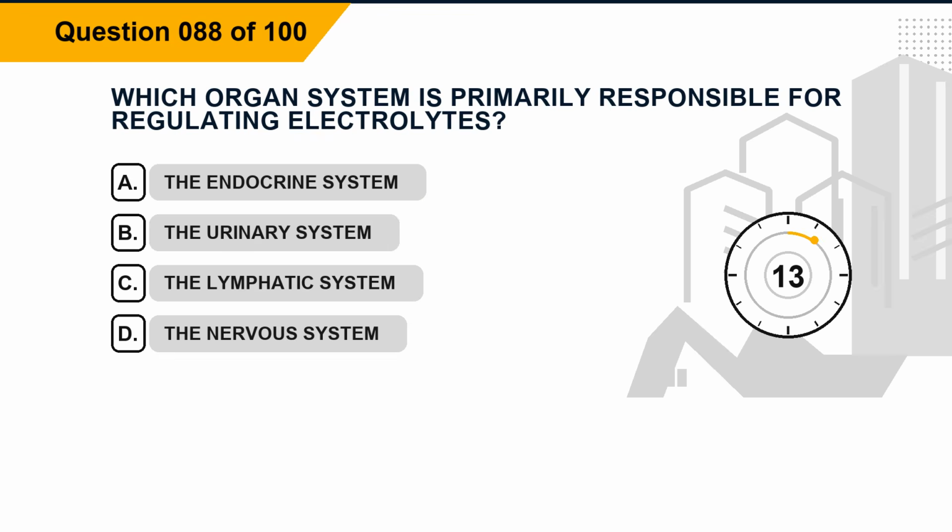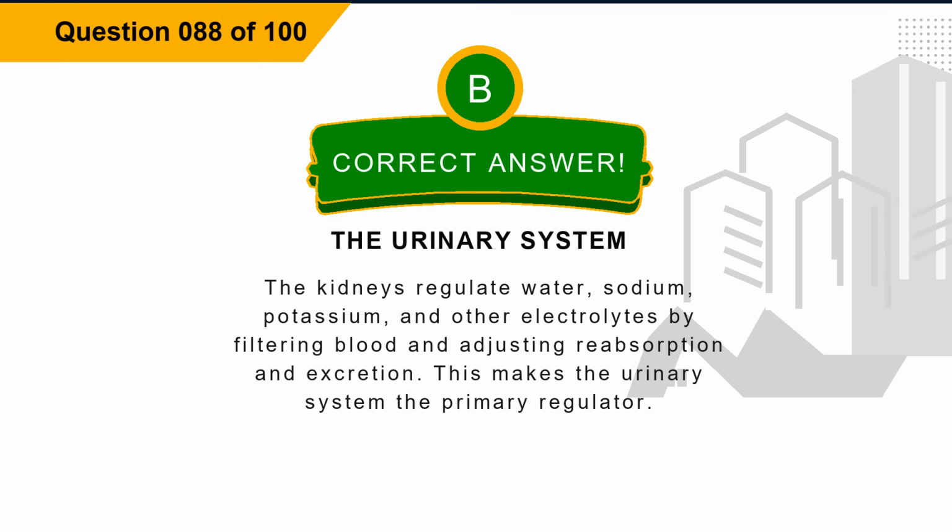Question 88. Which organ system is primarily responsible for regulating electrolytes? Option A, the endocrine system. Option B, the urinary system. Option C, the lymphatic system. Option D, the nervous system. The correct answer is option B, the urinary system. Explanation: the kidneys regulate water, sodium, potassium, and other electrolytes by filtering blood and adjusting reabsorption and excretion.